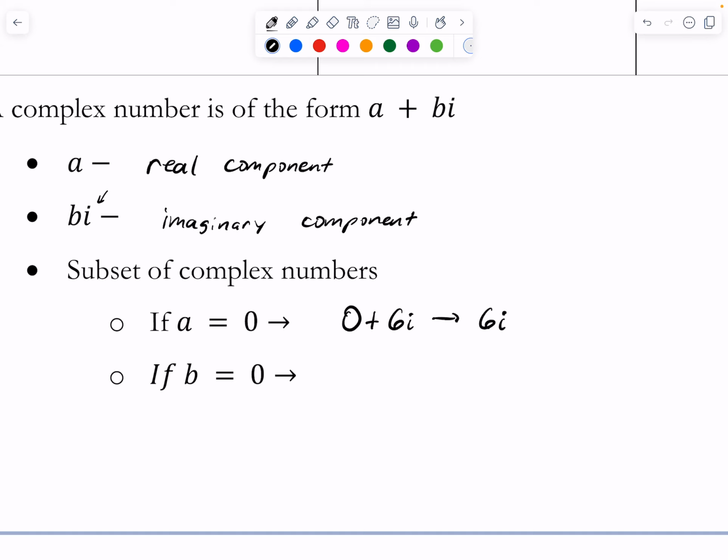All right. If b equals 0, so if your imaginary component is 0, and you had 7 minus 0i, you're not going to write that. You're just going to write 7. Okay. Now, sometimes that happens, and then you don't have a complex number.